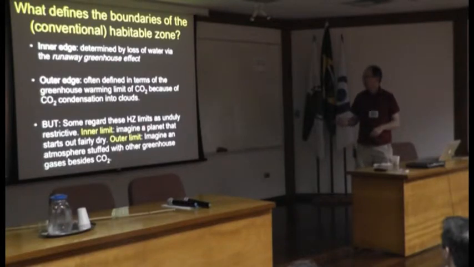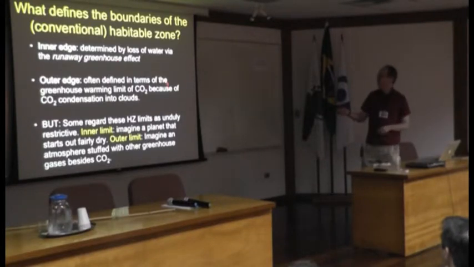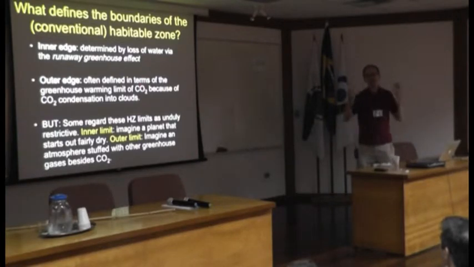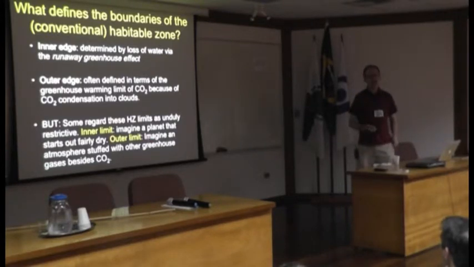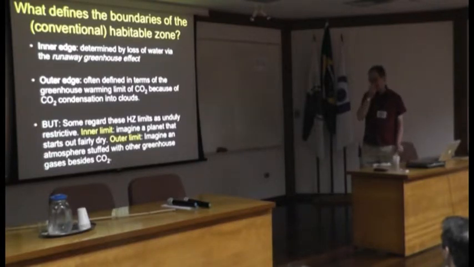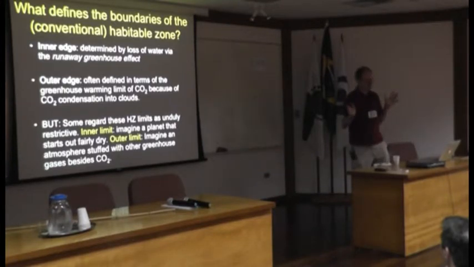And then for the outer limit, well, maybe the assumption of carbon dioxide is too Earth-centric. Imagine other atmospheres that are stuffed with other greenhouse gases. If you have a lot of hydrogen, that can behave as a greenhouse gas, or a lot of methane perhaps, or some other combination of gases, not just CO2.